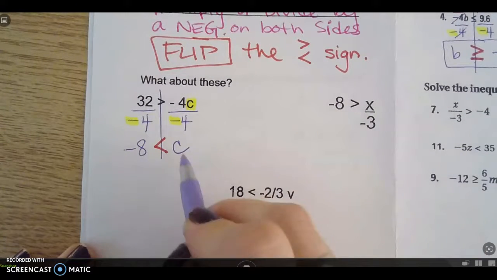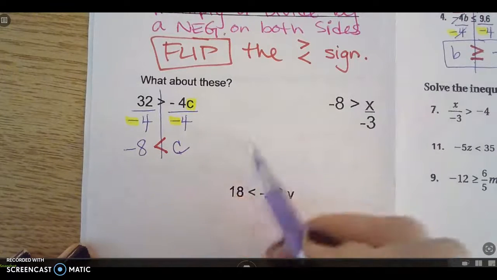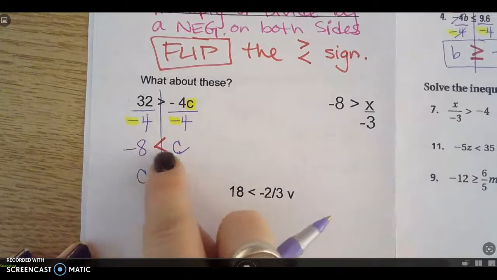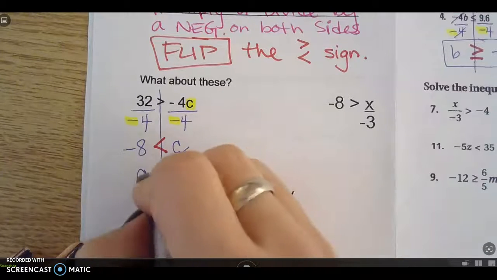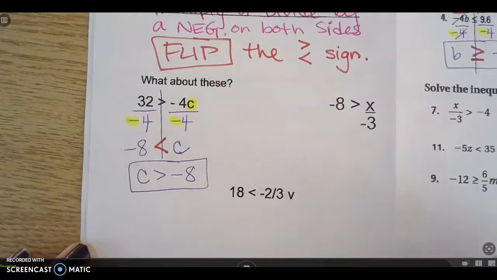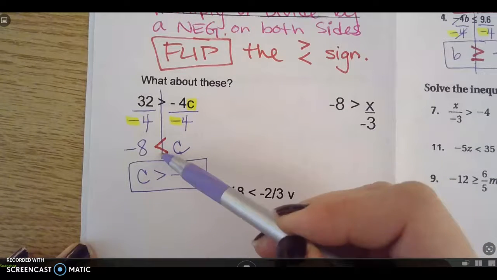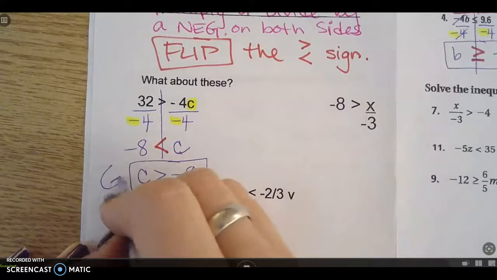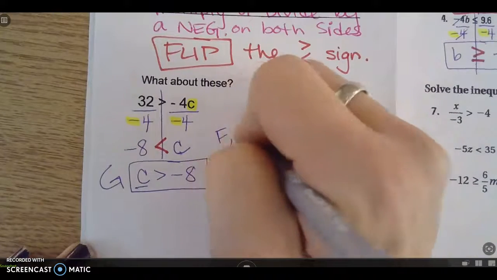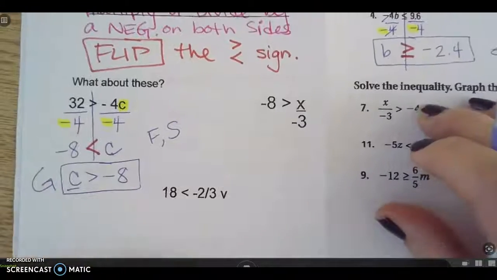But we know I can't leave your final answer with the variable in the back, right? So we got to spin it all around. So I'm going to rewrite it. Instead of saying -8 is less than C, I'm going to say C is greater than -8. Okay, so I flipped the sign because I divided by a negative on both sides, and then I spun the whole thing around to get the variable in the front. So I call this a flip and a spin. All right, let's do another one.